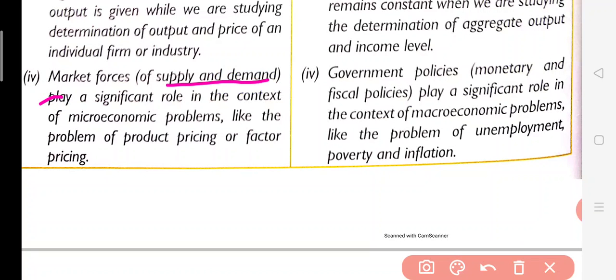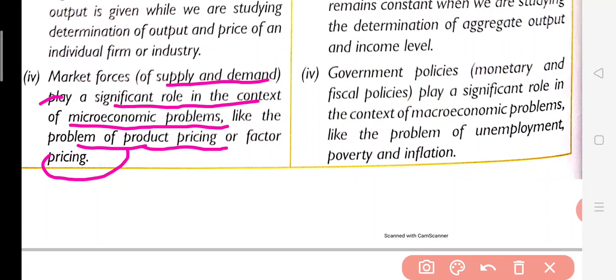Now the next point. Market forces of demand and supply play an important role in the context of microeconomic problems, like the problem of product pricing or factor pricing. So it is up to the market forces of demand and supply to determine the price of a particular product or a factor, like land, labor, capital. So there will be factor pricing for that as well. If there is a shortage of capital in the country, what will happen? If loans are not provided easily, then the loans given by the banks will be very costly. They will be giving loans at a very high rate. So it actually depends on supply and demand.